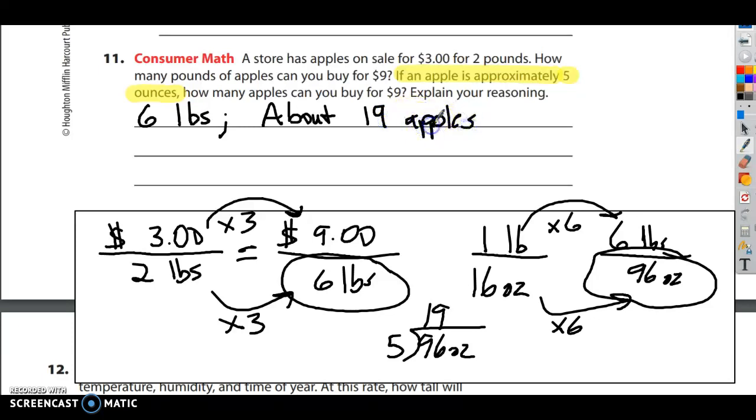And it says explain your reasoning. And my reasoning is I showed my work. That's going to be good enough. If you show work, you have room on this page. You have lots of lines. If you show some work, then that counts as an answer. The two answers are 6 pounds and about 19 apples. All right, good job. You are done with page 165.